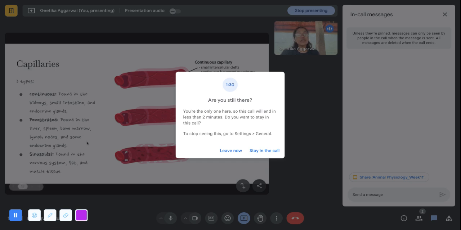Fenestrated capillaries are seen in the liver, in the spleen, in the areas with bone marrow and lymph nodes, and sinusoidal are found in the nervous system, fat, and muscle tissue.